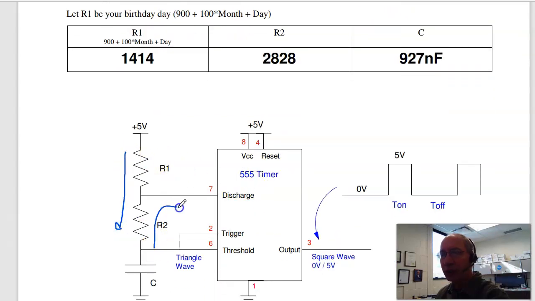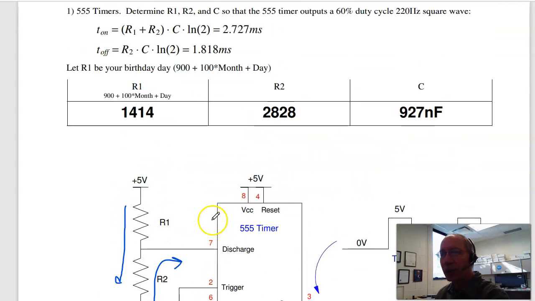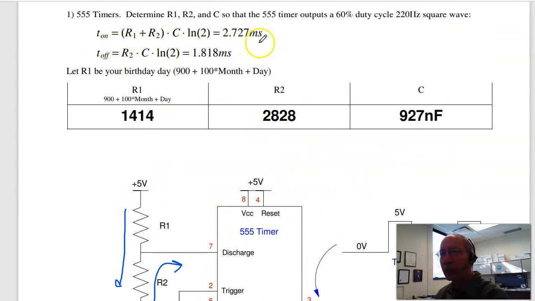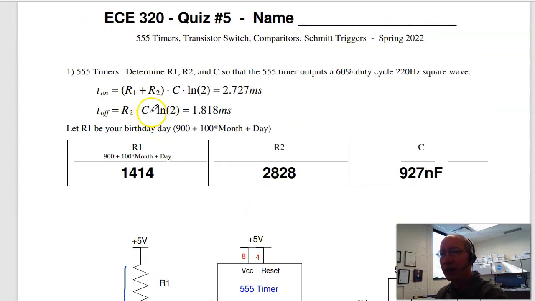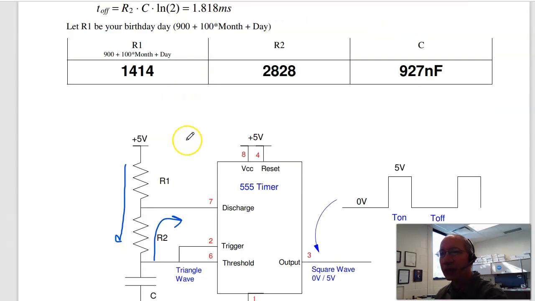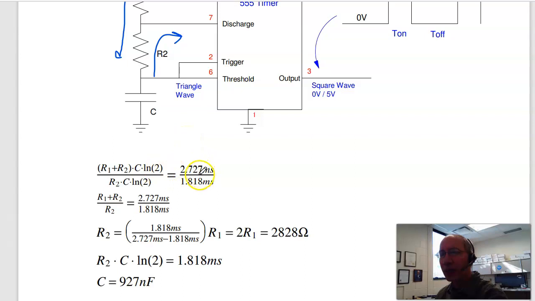When you discharge through R2. So the on time is 2.7 milliseconds, off time is 1.8 milliseconds. I know R1, that's based upon your birth date. To find R2, what I can do is take the two equations and divide them. Gives you a valid equation. Now the C and log of 2 cancel. I know R1, solve for R2, and that gives you R2 is 2 times R1, or 2828 ohms.